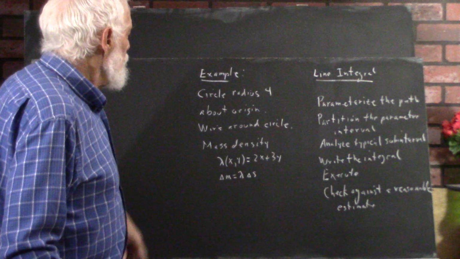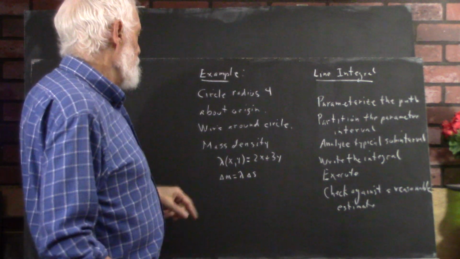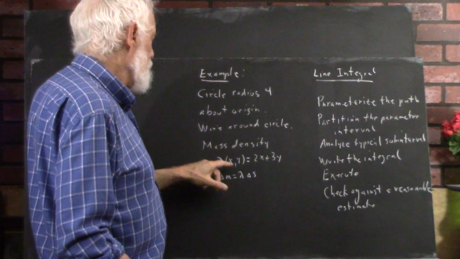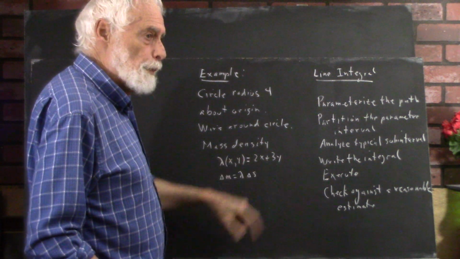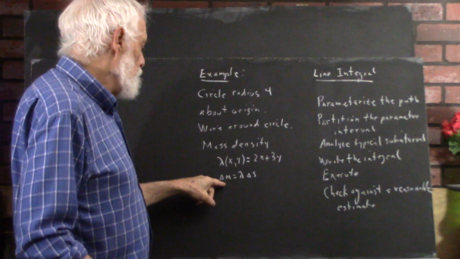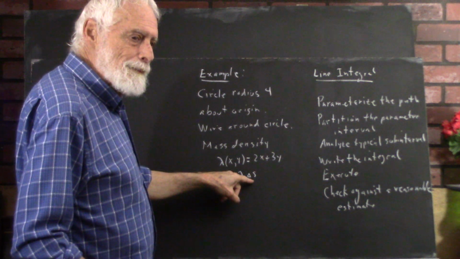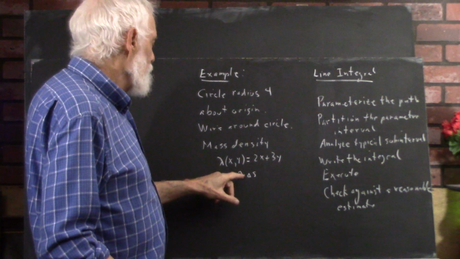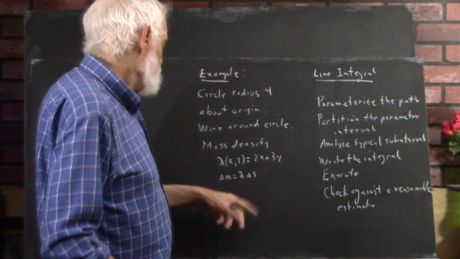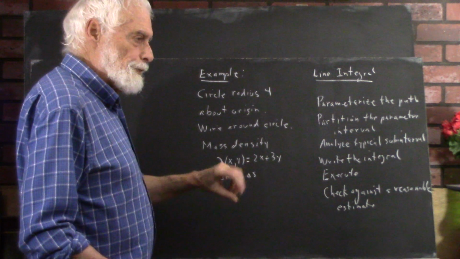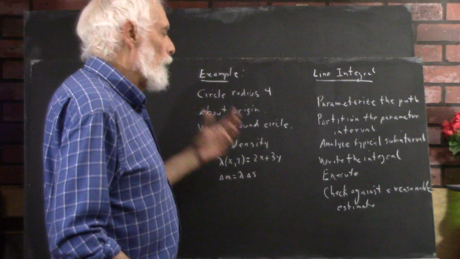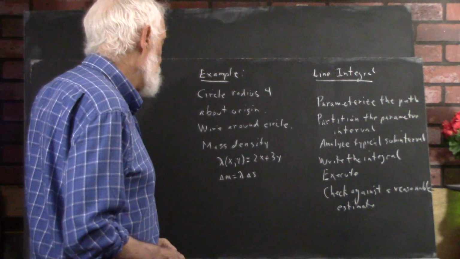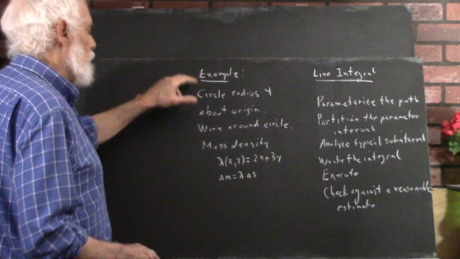Okay, here's an example. You have a circle of radius 4 about the origin, and you've got a wire around the circle. And the wire has a mass density at point (x, y) of 2x plus 3y, meaning that the contribution to the mass of a single interval of distance along the wire is the product of the density times delta S. So, for example, if delta S is in centimeters, lambda could be in grams per centimeter. The grams per centimeter would be calculated by 2x plus 3y. Okay, so you have this circle.